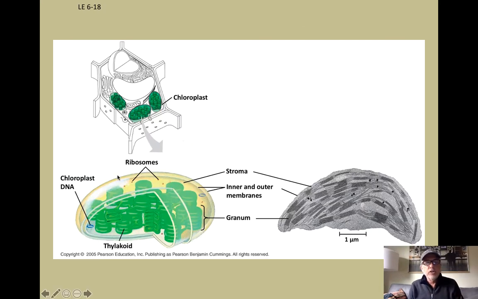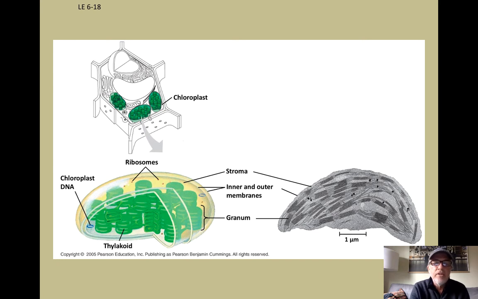So here's a picture of the chloroplast. Notice two membrane layers, and then inside these green disc-like thylakoids that are stacked on top of each other and are connected through little passageways. Each stack is called a granum, and as I said earlier, in the walls of this membrane are many important proteins for the process of photosynthesis.